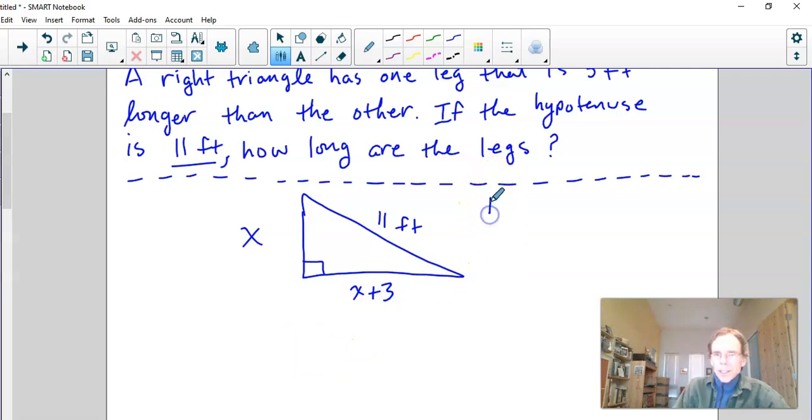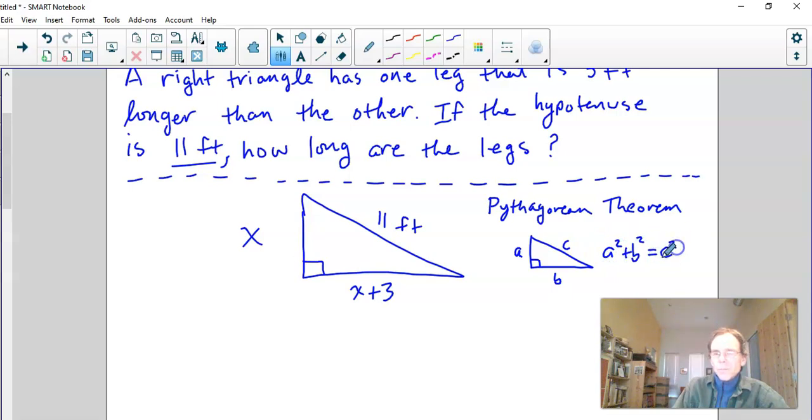We have to dig deep into our geometry knowledge to the Pythagorean theorem. And I think most of you will remember the Pythagorean theorem. Usually the triangle is labeled with the legs A and B, and the hypotenuse is C. And Pythagoras says A squared plus B squared equals C squared. The sum of the squares of the legs equals the square of the hypotenuse. Okay, so how are we going to apply that to our problem?